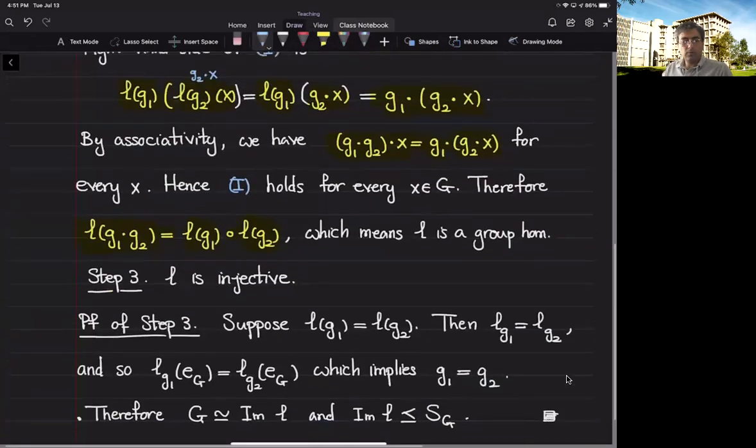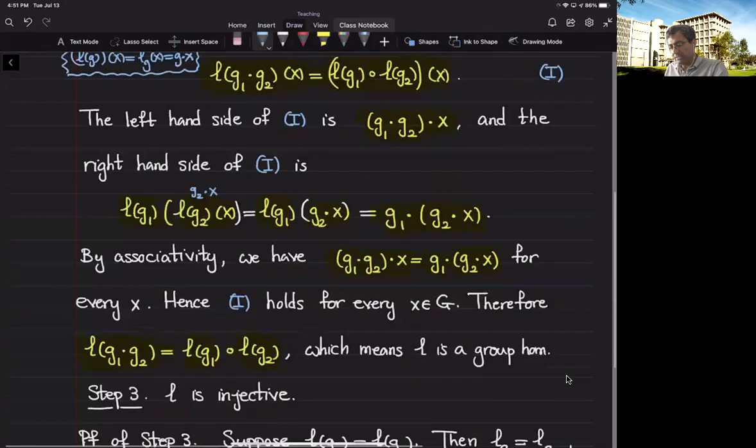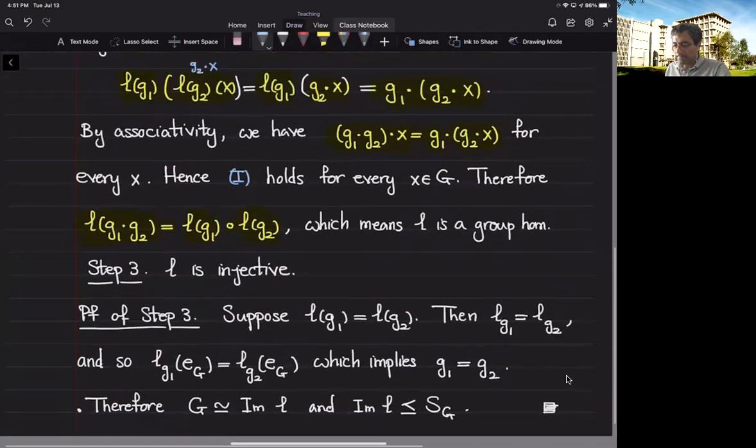Okay, now we have proved that L sub G is an element of the symmetric group. Then we use this to define this function L from the group G to the symmetric group of G. We showed that this function L is a group homomorphism. Next, I want to show that it is injective. Okay, let's see why it is injective.